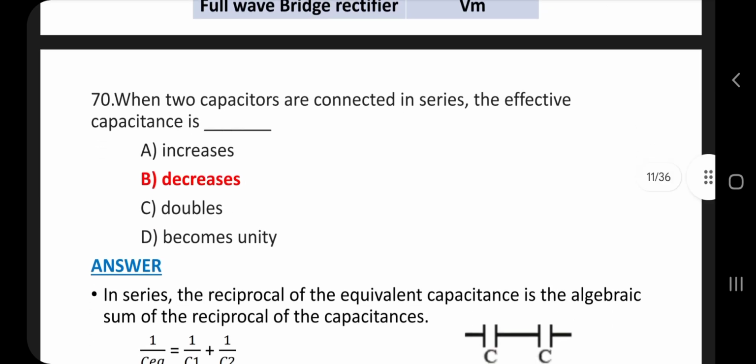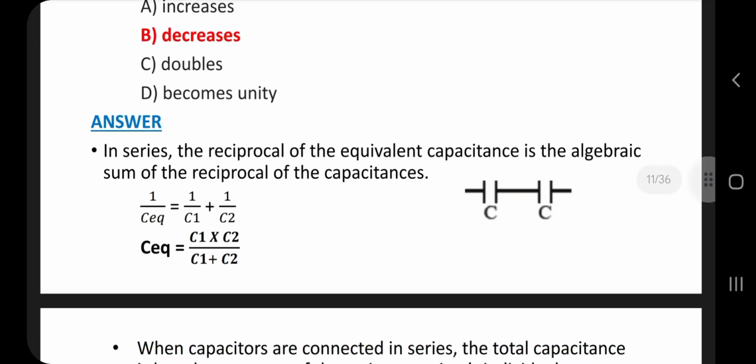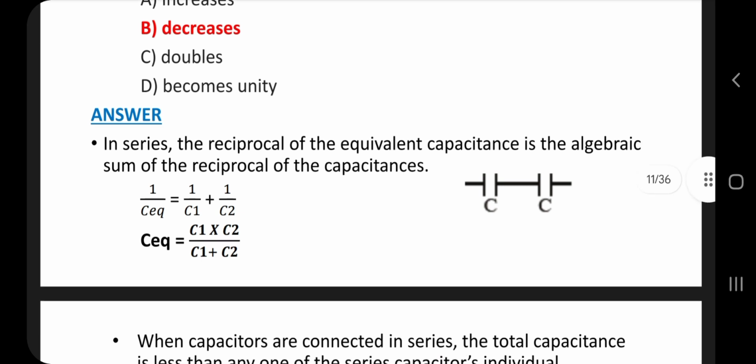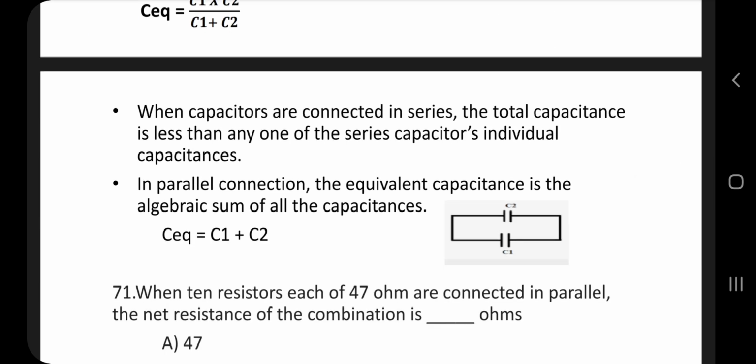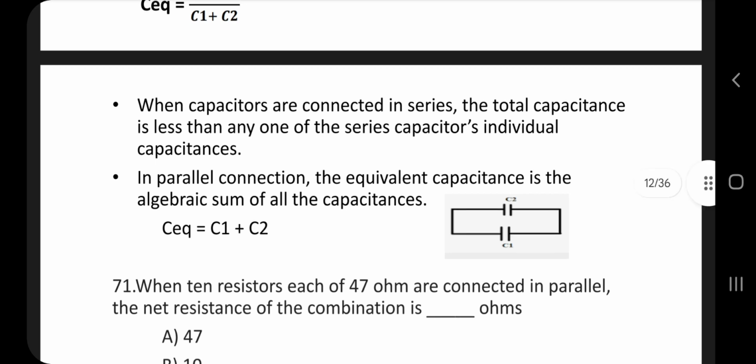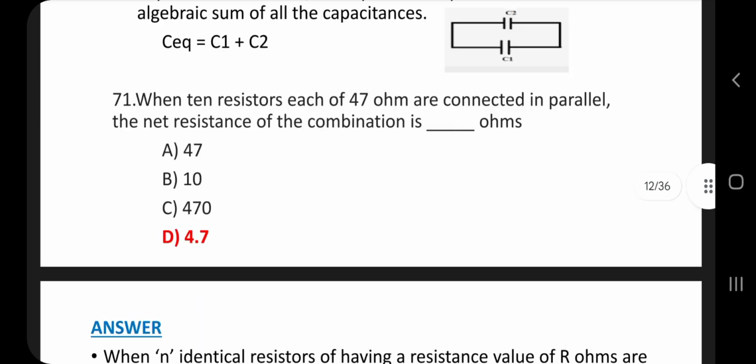Question number 70. When two capacitors are connected in series, the effective capacitance, answer B, decreases. In series, the reciprocal of the equivalent capacitance is the algebraic sum of the reciprocals of the capacitances. That is, 1 by C equivalent equals 1 by C1 plus 1 by C2. That is, C equivalent equals C1 into C2 divided by C1 plus C2. When capacitors are connected in series, the total capacitance is less than any one of the individual capacitances. In parallel connection, the equivalent capacitance is the algebraic sum of all the capacitances. C equivalent equals C1 plus C2.